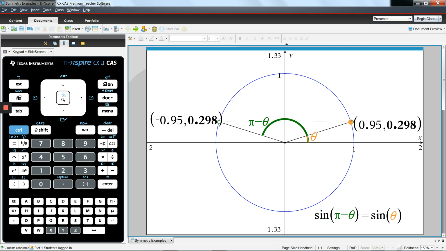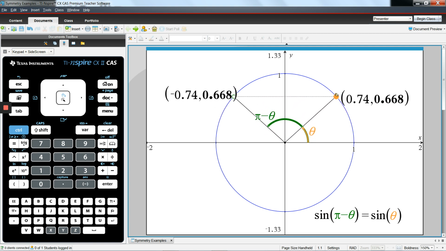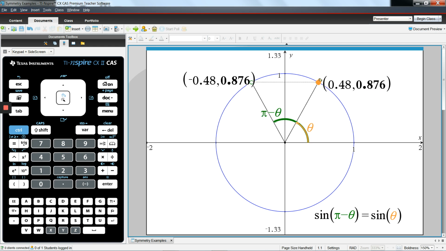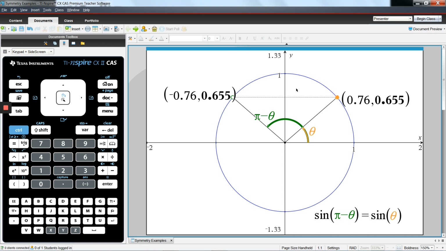Now, as I start increasing theta, just watch how the y values of each of those coordinates changes. So there, I've increased it, 0.845, 0.845. And indeed, as we go through all the different values of theta, pi minus theta, of course, changes in response to theta changing. And the y value also changes for each of those respective points.